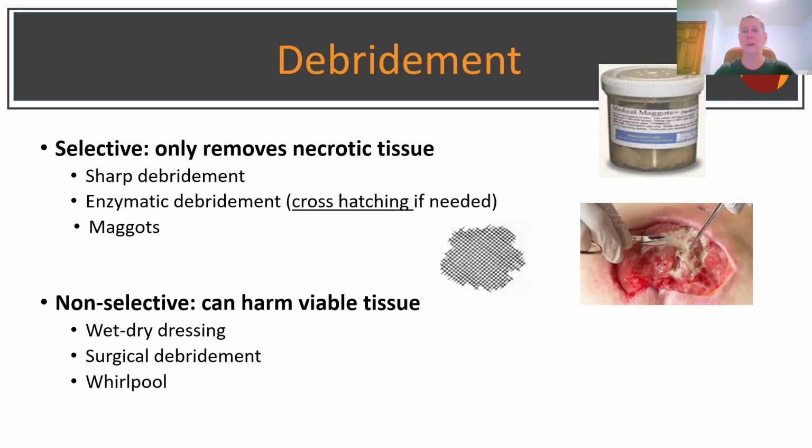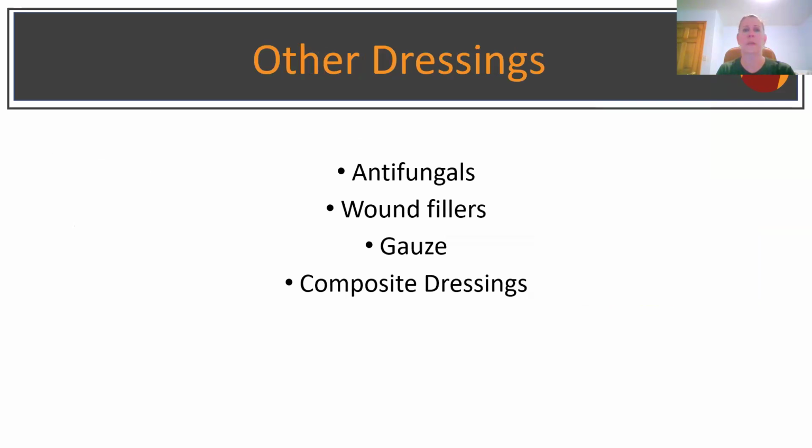Sometimes they do have to go in to have surgical debridement done. When they do that, the surgeon usually takes some of the good tissue too, to make sure they've gotten it all. So that's also non-selective, but sometimes that has to be done. All right, other dressings. There's antifungals. We would only use that if there's a fungal infection. Wound fillers are used when we just want to keep something warm.